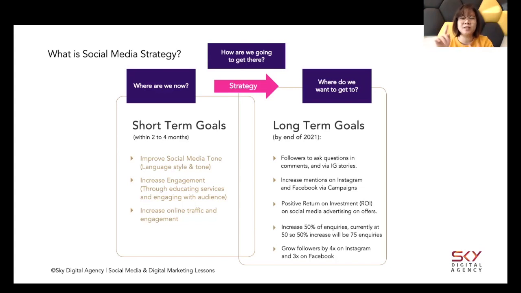The last T of the SMART is time bound. How much time are you going to give yourself? A lot of people want results in 1 to 2 months. And I can tell you that education is a strategy. But education cannot be a short-term strategy. It's a long-term strategy over the next 2 years or more.